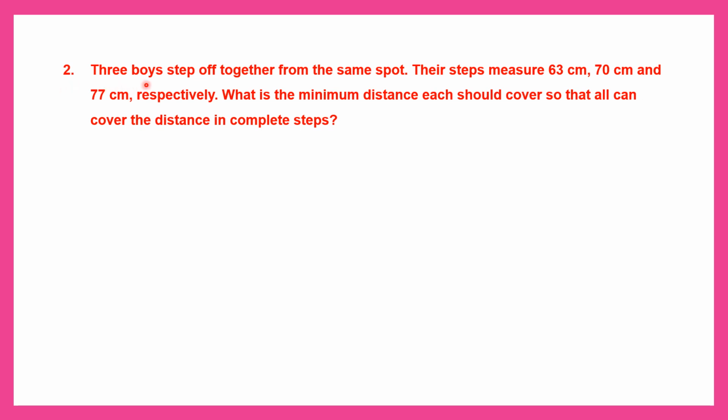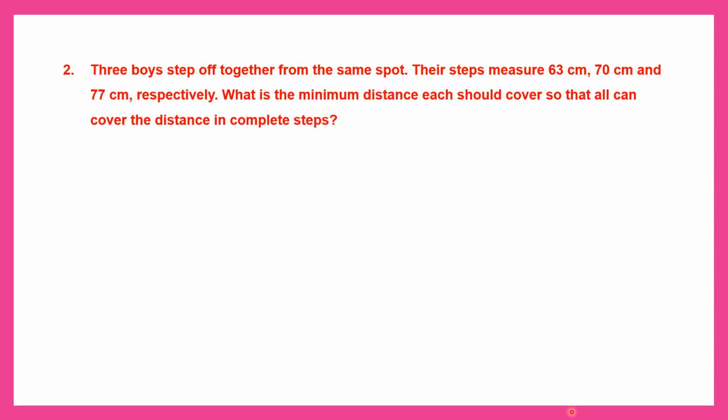Question 2. 3 boys step off together from the same spot. Their steps measure 63 centimeters, 70 centimeters and 77 centimeters respectively. That means the first boy's steps will be 63, second will be 70 and the third will be 77. What is the minimum distance? Look out for these words. Minimum distance means the least or the lowest or the smallest distance each should cover so that all can cover the distance in complete steps.